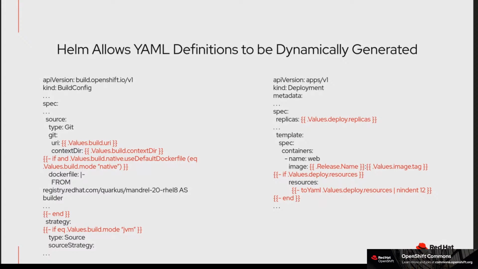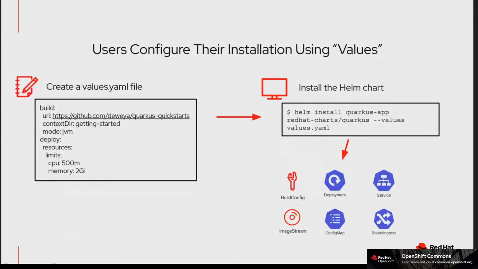Helm also allows YAML definitions to be dynamically generated. So what you see here, what I highlighted in red, is those dynamic sections. So for example, in a build config, if you want to use a Git source, you probably need to tell it what your URI is, right? Where is it actually going to download that code from? That's something that the user can tell Helm. There's a couple other features here that we'll get to, but the point is that this helps you eliminate as much boilerplate as possible. You don't have to create these resources from scratch. Just tell it what the important parts are, and it'll go in and actually populate those for you.